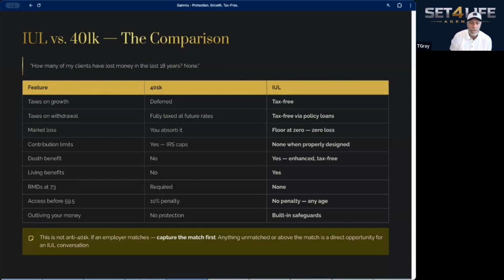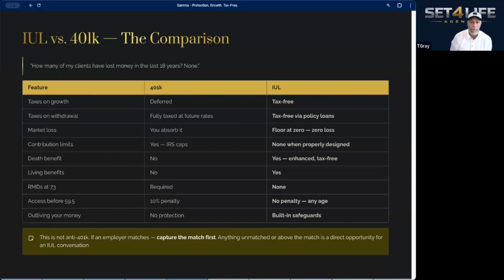What about contribution limits? The IRS says there's a limit to how much money you can put in your 401k. But if you properly design an IUL, there are no limits. Is there a death benefit for your 401k? No. In an IUL? Absolutely. And it is tax-free. Are there living benefits in a 401k? No, but there are in an IUL. Are there RMDs at 73, required distributions? Absolutely with a 401k, not at all for an IUL.